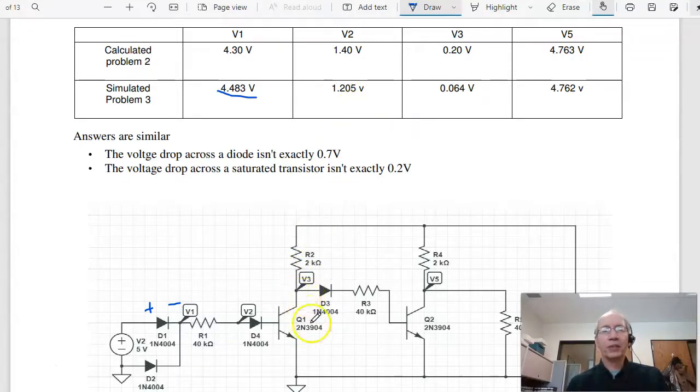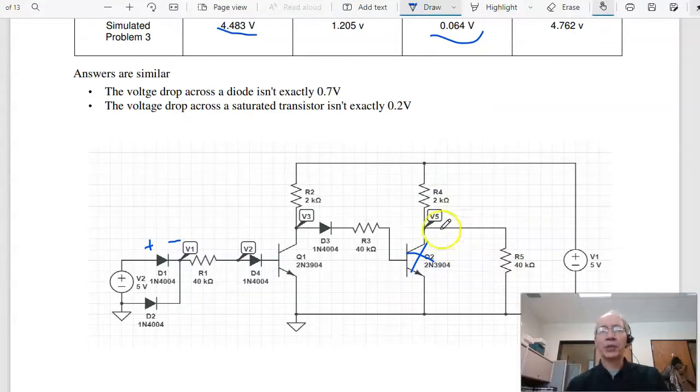At V3, I assume this is saturated, 0.2 volts. 0.2 is just kind of a random number, close to 0 but not quite. Circuit Lab says it's actually 0.06. And V5 is actually almost dead on. When this transistor is off, it's just a voltage divider. Our calculations are pretty good for voltage dividers.